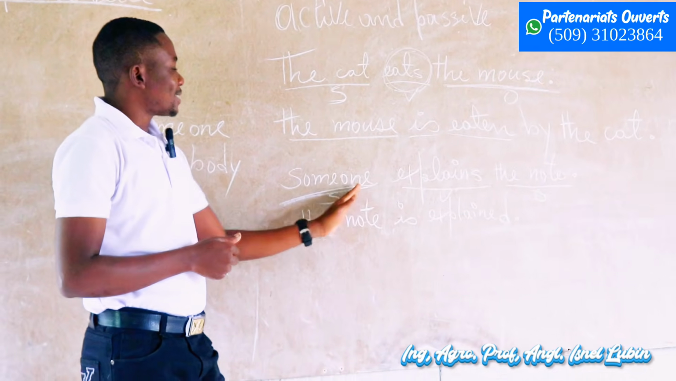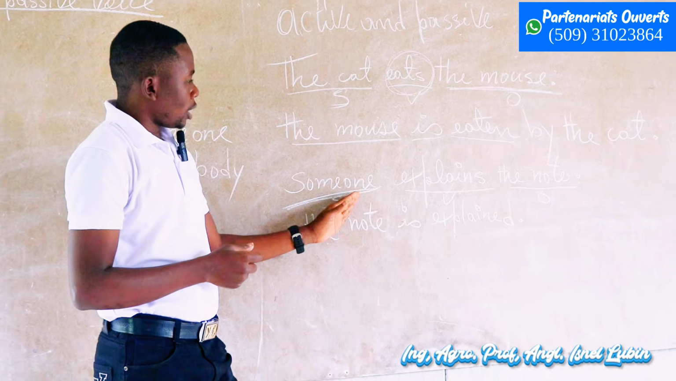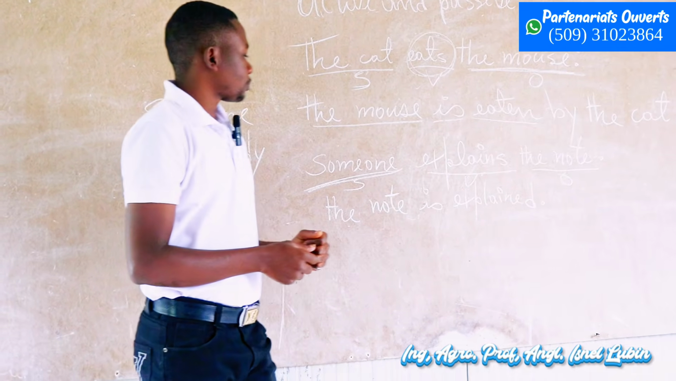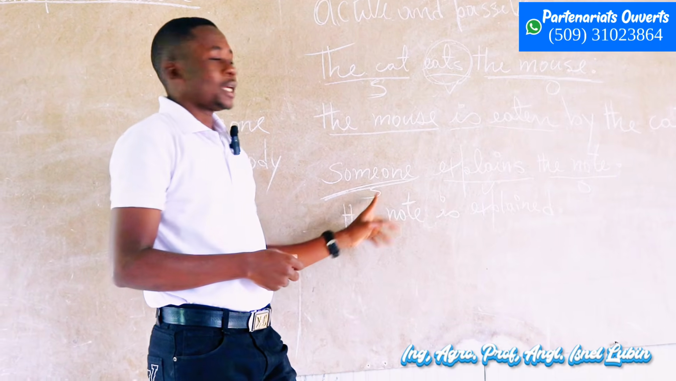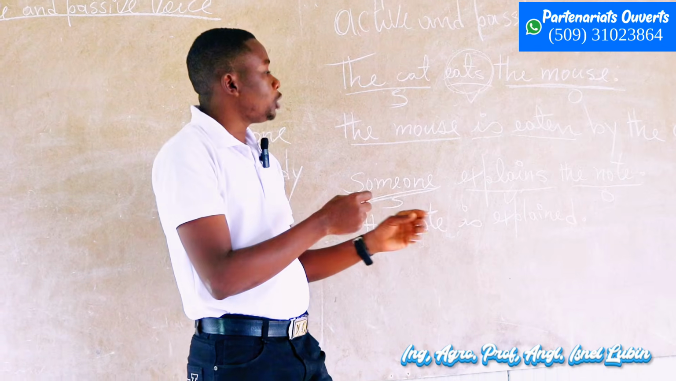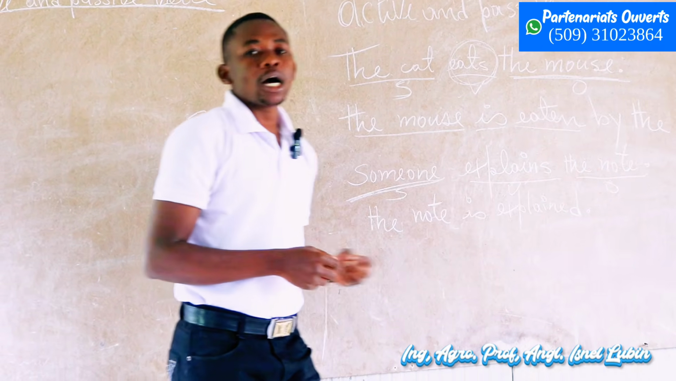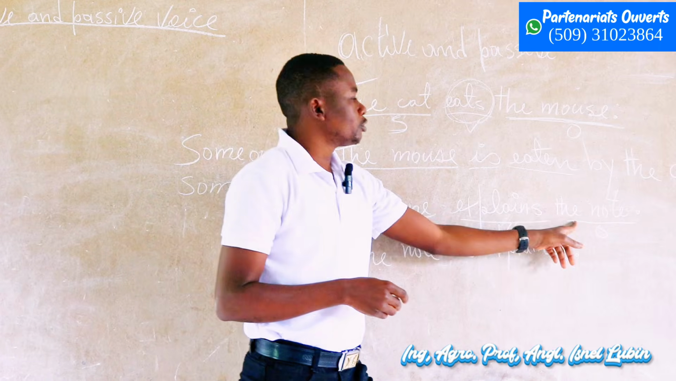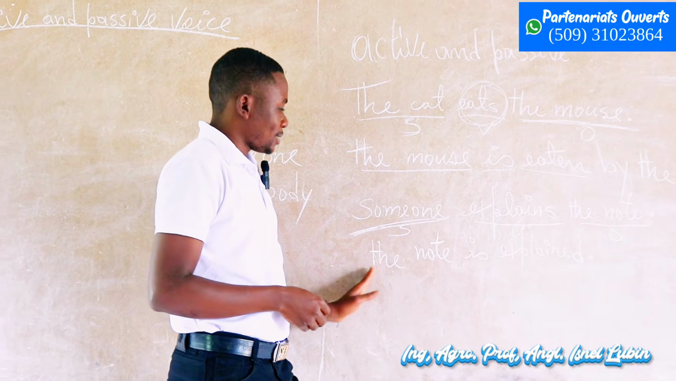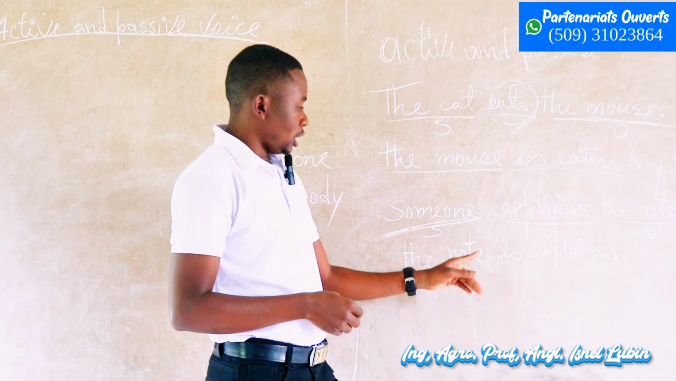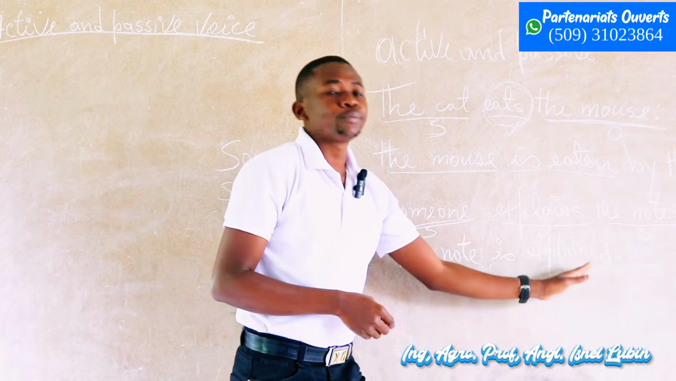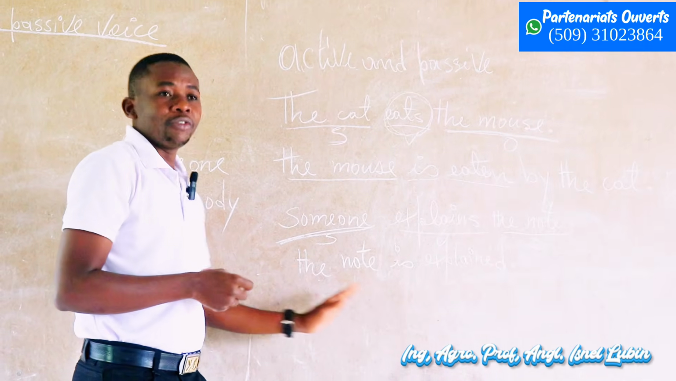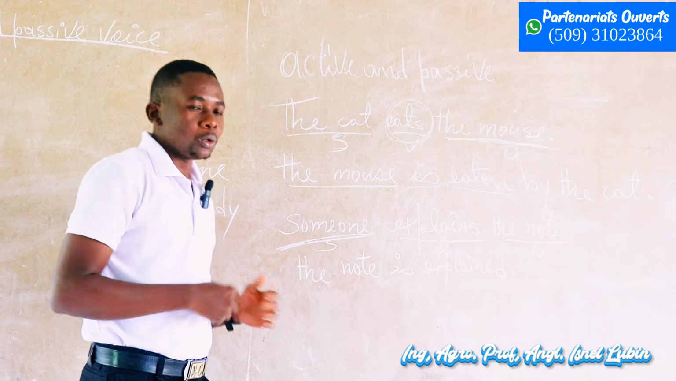Another example where the subject is unknown. Someone explains the note. Someone is the subject. Explains is the verb to explain, and the note is the object. So to transform to a passive voice sentence, I move the object to the subject position. I say the note, and I conjugate the verb to be in present tense, and then I put the past participle. I don't say by someone because someone is an indefinite pronoun, so the subject is unknown.